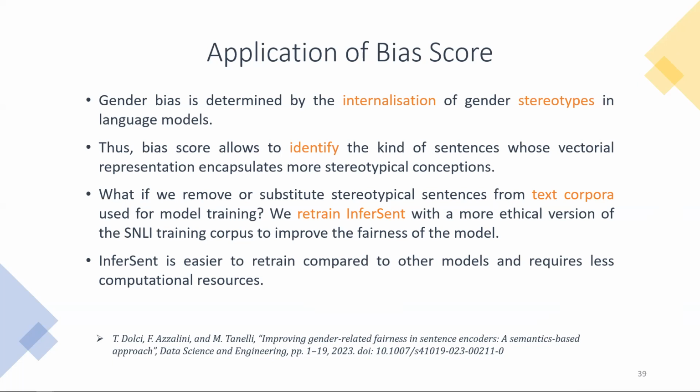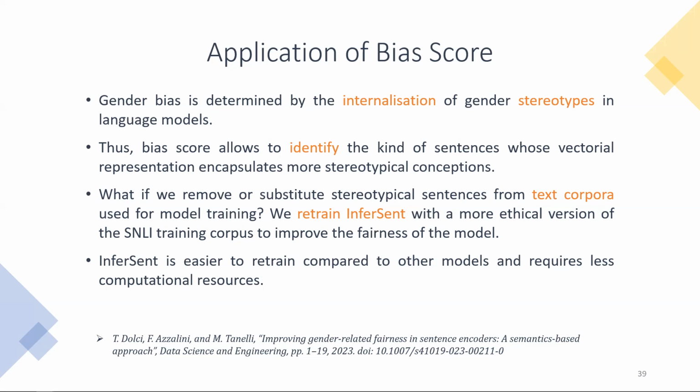So the intuition is that gender bias comes from internalizing gender stereotypes, which is very intuitive. So what we try to do is use this bias score to identify sentences that are more stereotypical, so they have a higher bias score because they contain stereotypical conceptions and associations. If we remove these kinds of sentences from the text corpus, we can effectively obtain a fairer training corpus. Then we retrain our model and use the inference, because the training phase is quite long, but not too extreme computationally or from a time point of view.